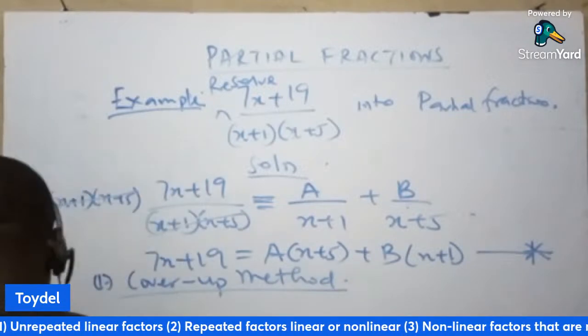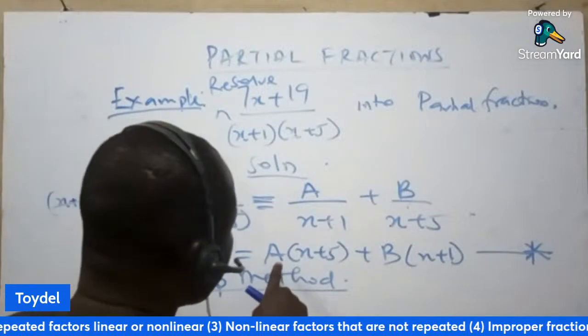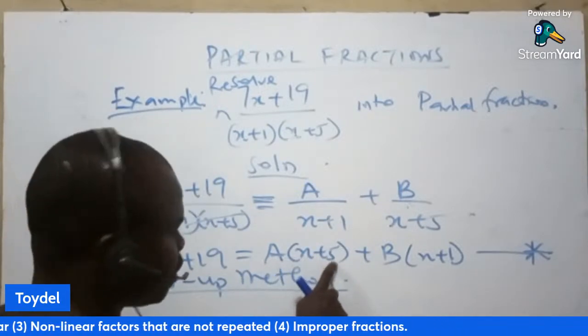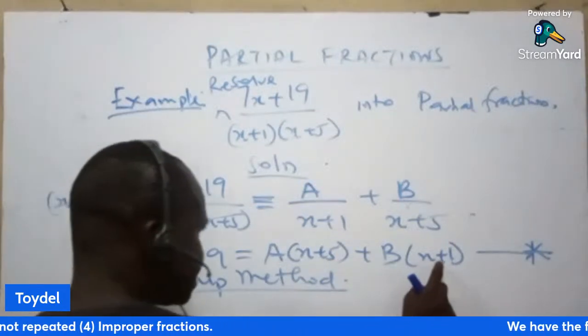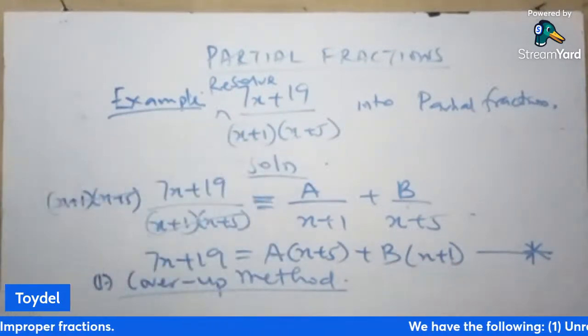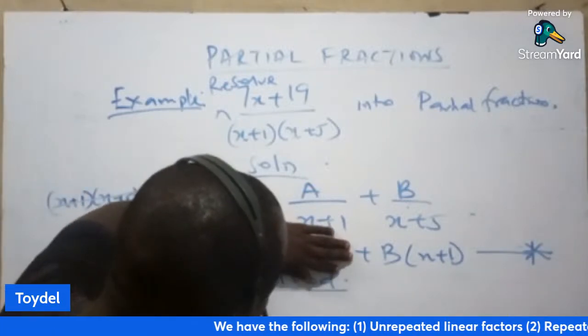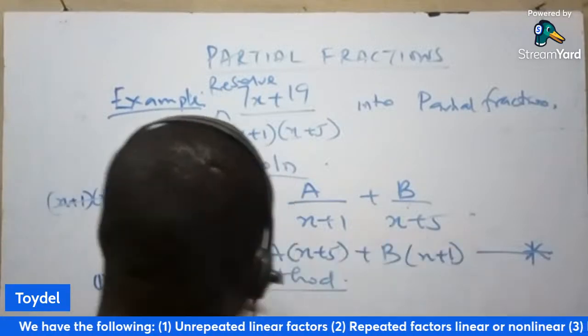Please, let's look at this. Look at what we have beside a. Is it not x plus 5? And what do we have beside b? x plus 1. Then under the cover-up method, this is what we do. We want to cover one so that we can get the value of the first variable. Then we come back and cover the second one and get this value.